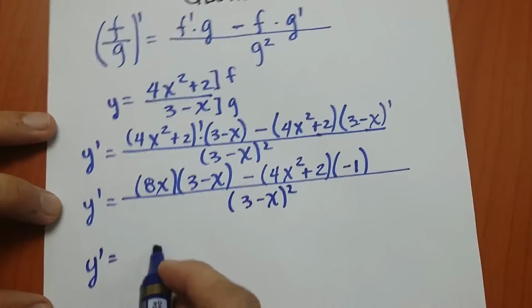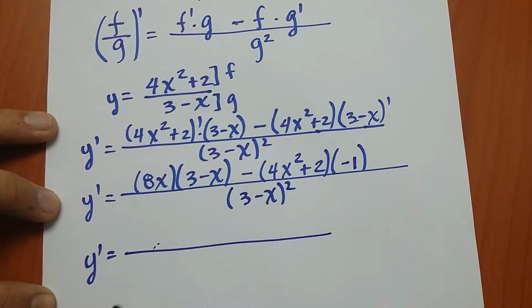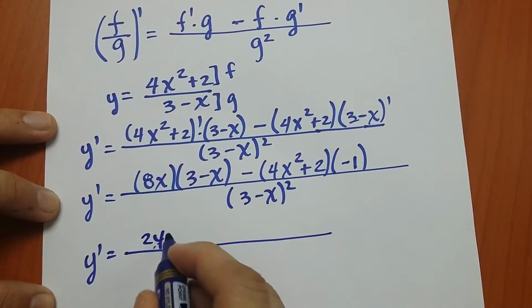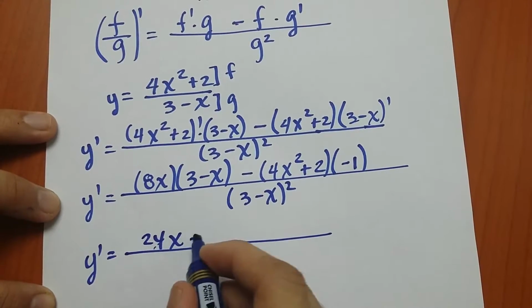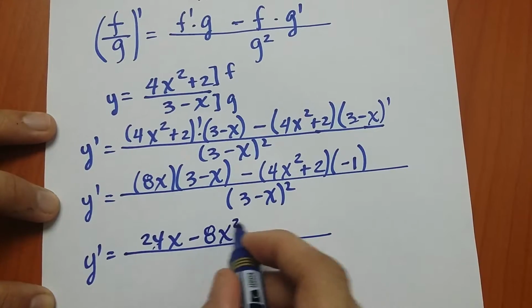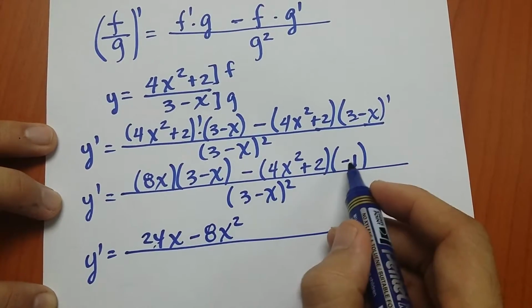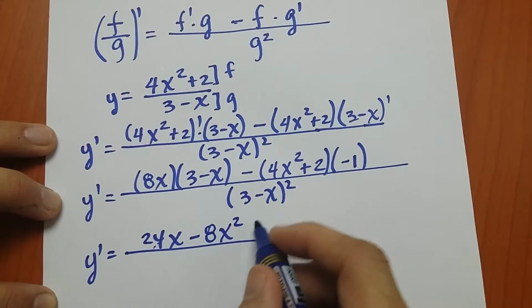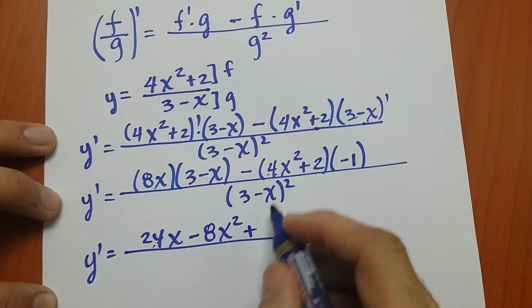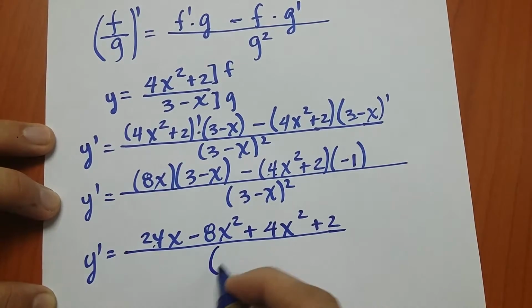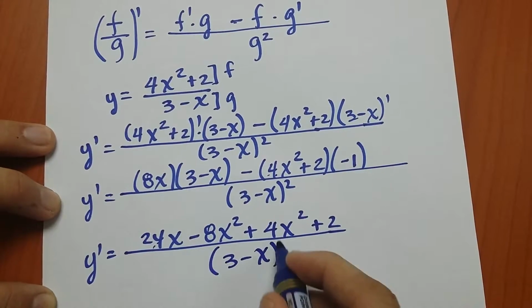So now we continue with the distributive property. 8 times 3 is 24x minus 8x squared, 8x times x is negative 8x squared. Here negative times negative gives you positive, so positive 4x squared plus 2 over (3 minus x) squared.